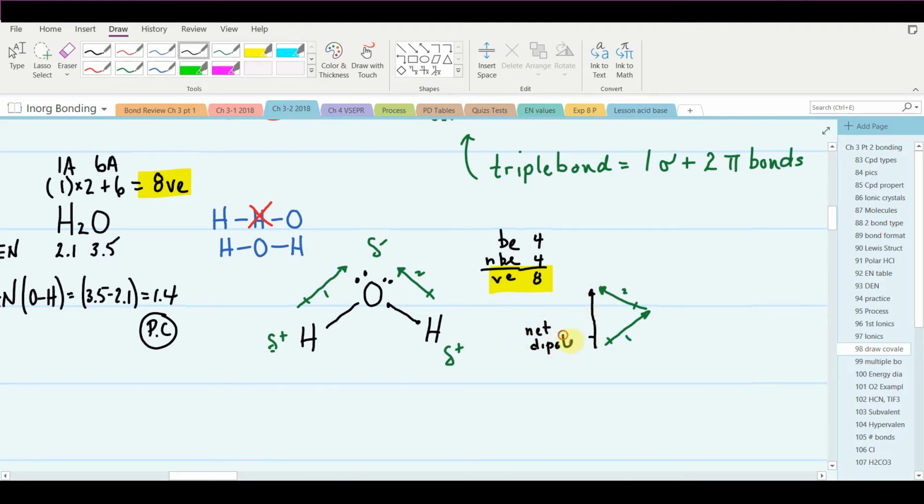Yeah, so the dipole doesn't cancel. Water is a very polar molecule. So polar covalent bonds could cancel, as we'll see in some cases, but in this case the dipoles don't cancel. I'll say they're additive. And so water is a polar molecule.